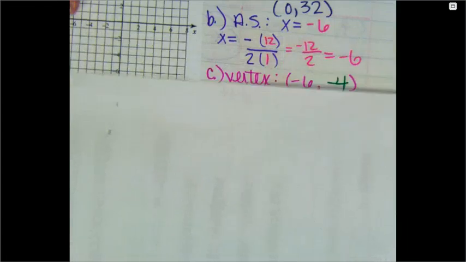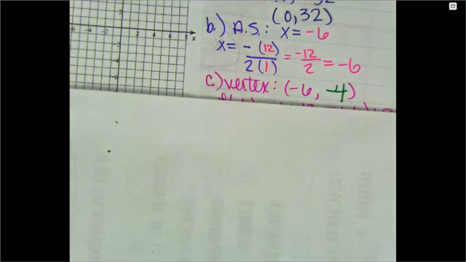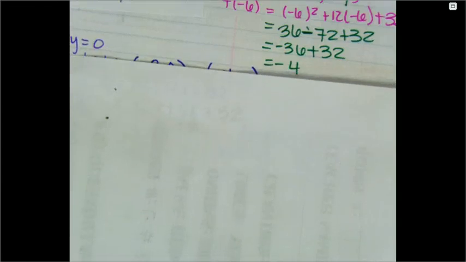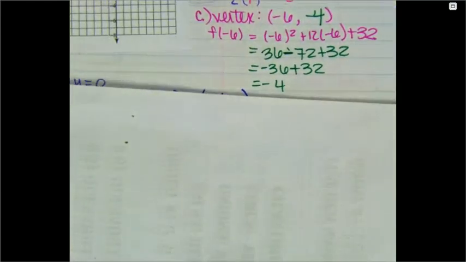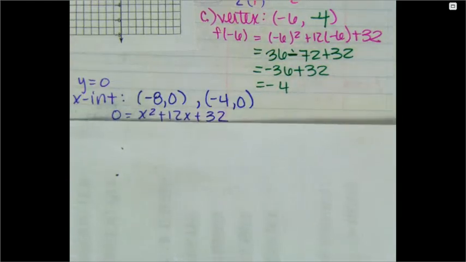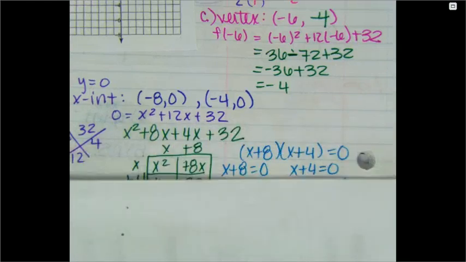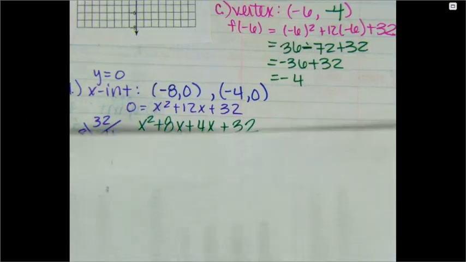Then the next part is the vertex. Your vertex is negative 6, negative 4. Who has vertex correct? I hope you feel accomplished, because that's all the work for there. Now your x-intercepts. Negative 4, 0, negative 8, 0. There's all the work for that. That was all review. That was an easy factor too. There was no A besides 1.